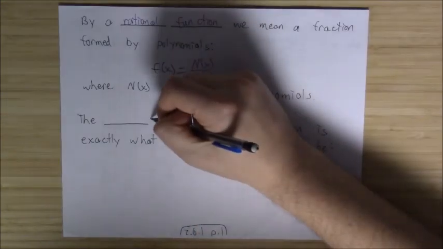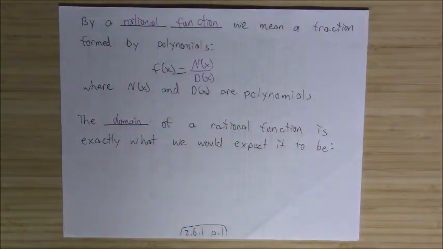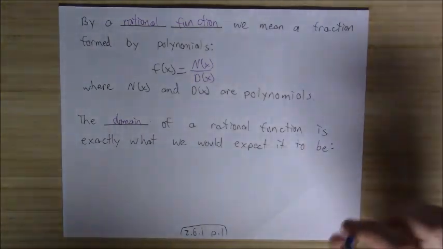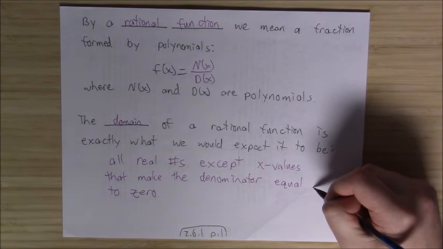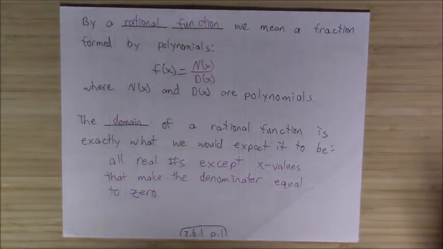Furthermore, the domain of a rational function is actually exactly what you would expect it to be. Namely, all real numbers except x values that make the denominator equal to 0.